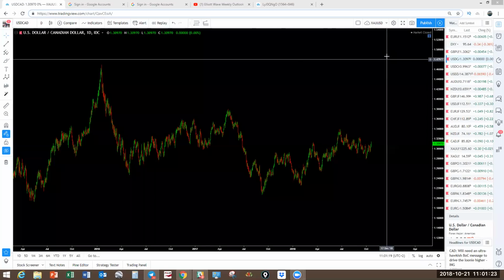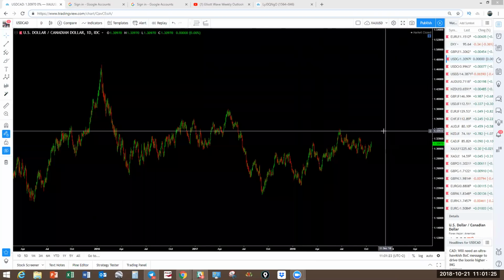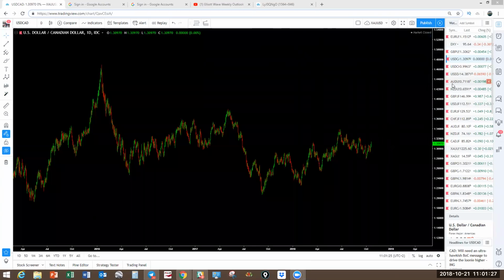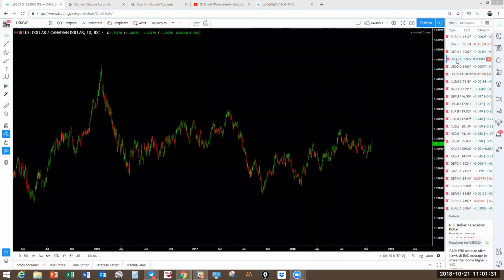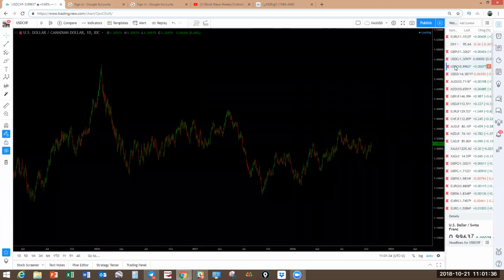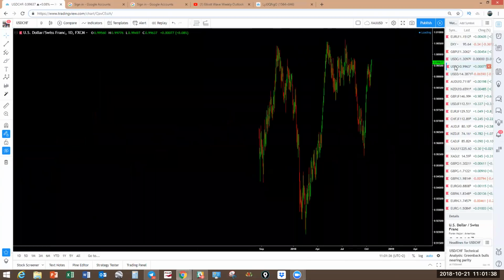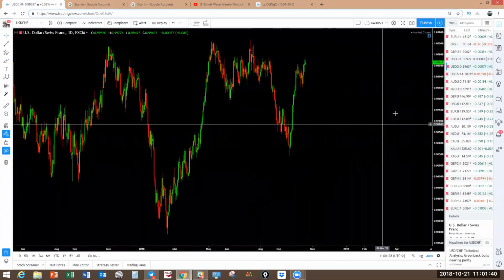Not just forecasting the market, because anybody can do that. Even with a bad strategy, you can forecast that the market is going to go up or down. But the timing is actually what gives a lot of people a headache. Now let's look at the rest of the US dollar pairs. US dollar CHF.